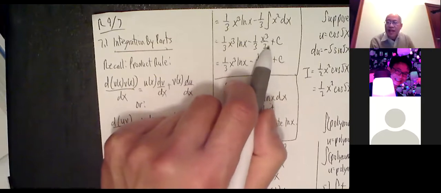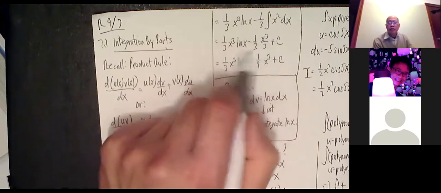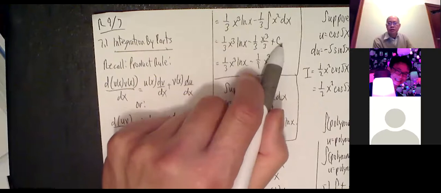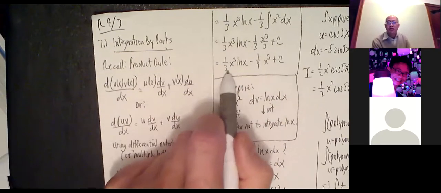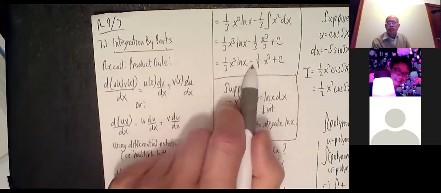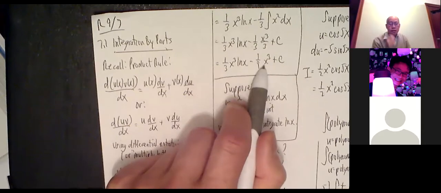This is now an indefinite integral, right? The previous chapter we almost did no indefinite integrals, just definite integrals. But now we are doing indefinite integrals, means you put the plus c. And just multiply it together. So here's the final answer: 1/3 x cubed natural log of x minus 1/9 x cubed plus c.